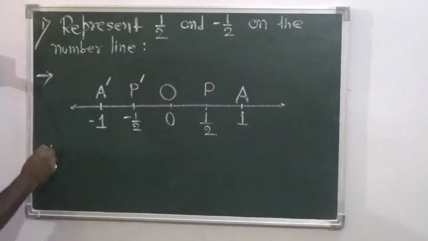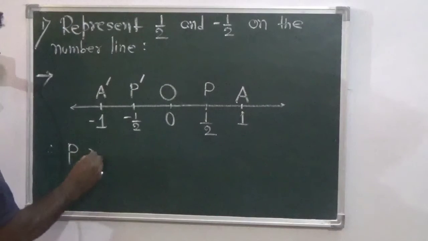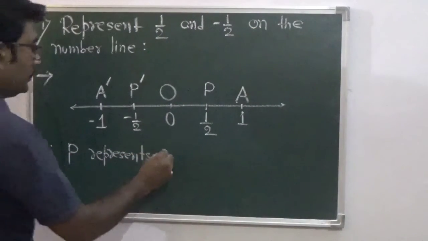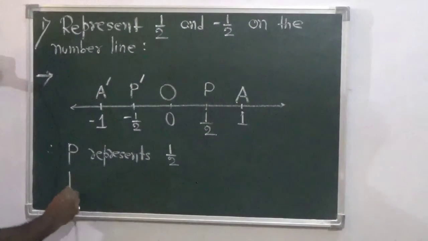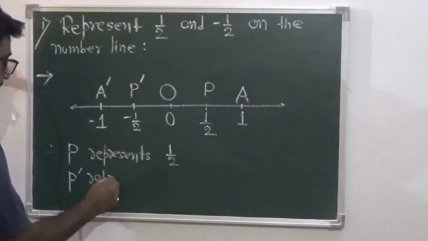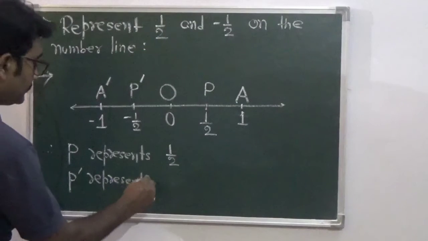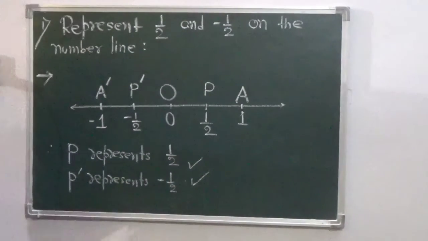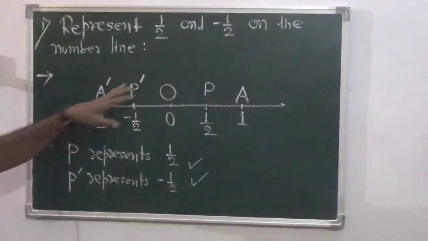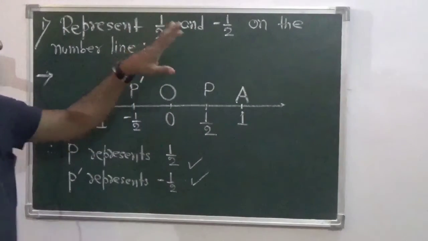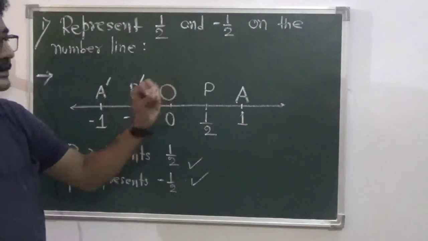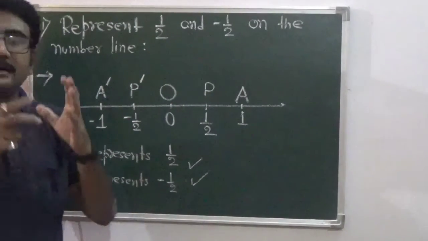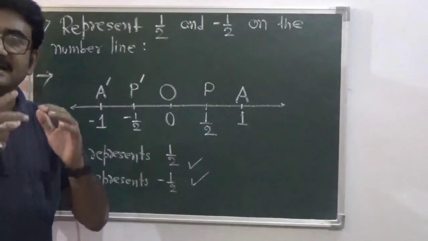So therefore here on the number line P represents 1 by 2 and P dash represents minus 1 by 2. So hopefully you have understood this. Here we have plotted 2 rational number fractions which are proper. Now let us take an example in which we will be plotting a rational number fraction which is improper.